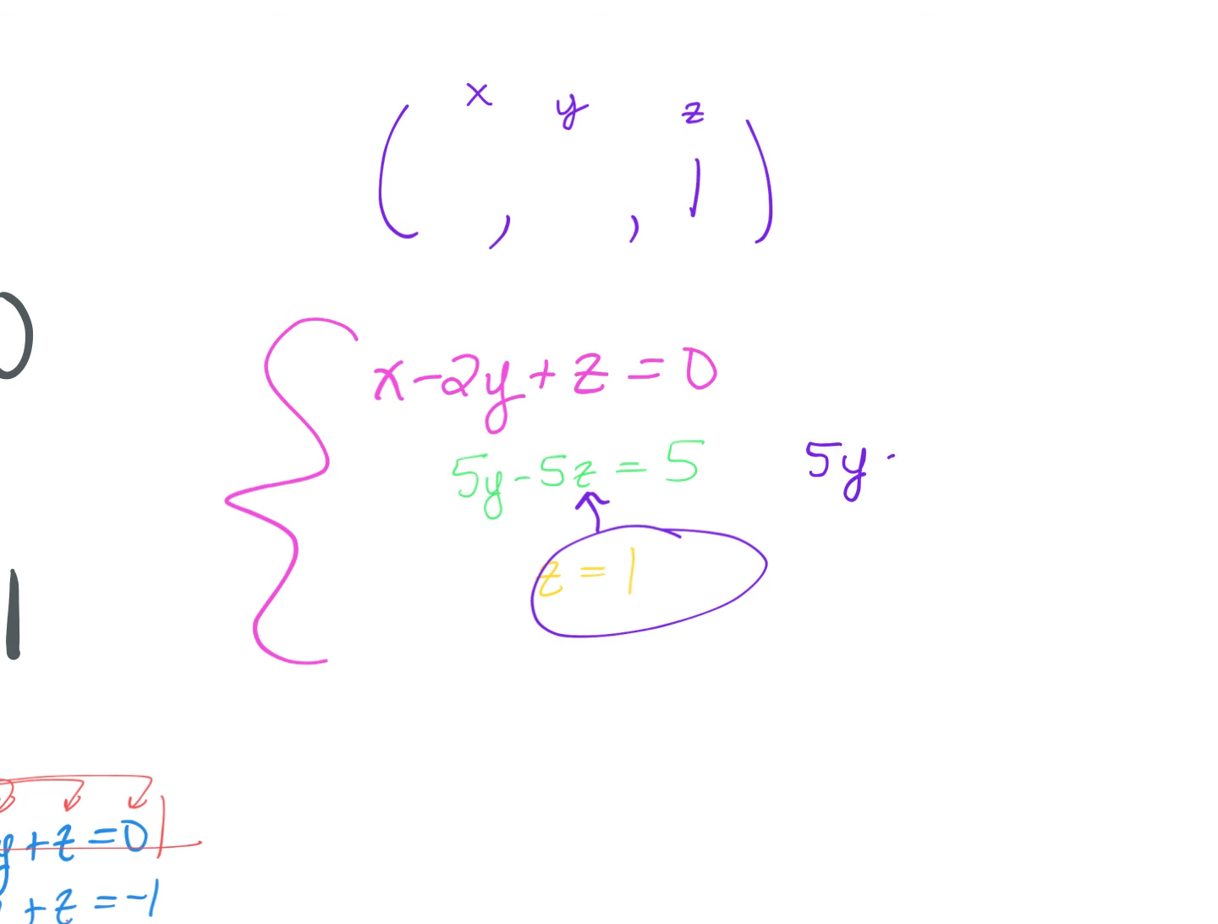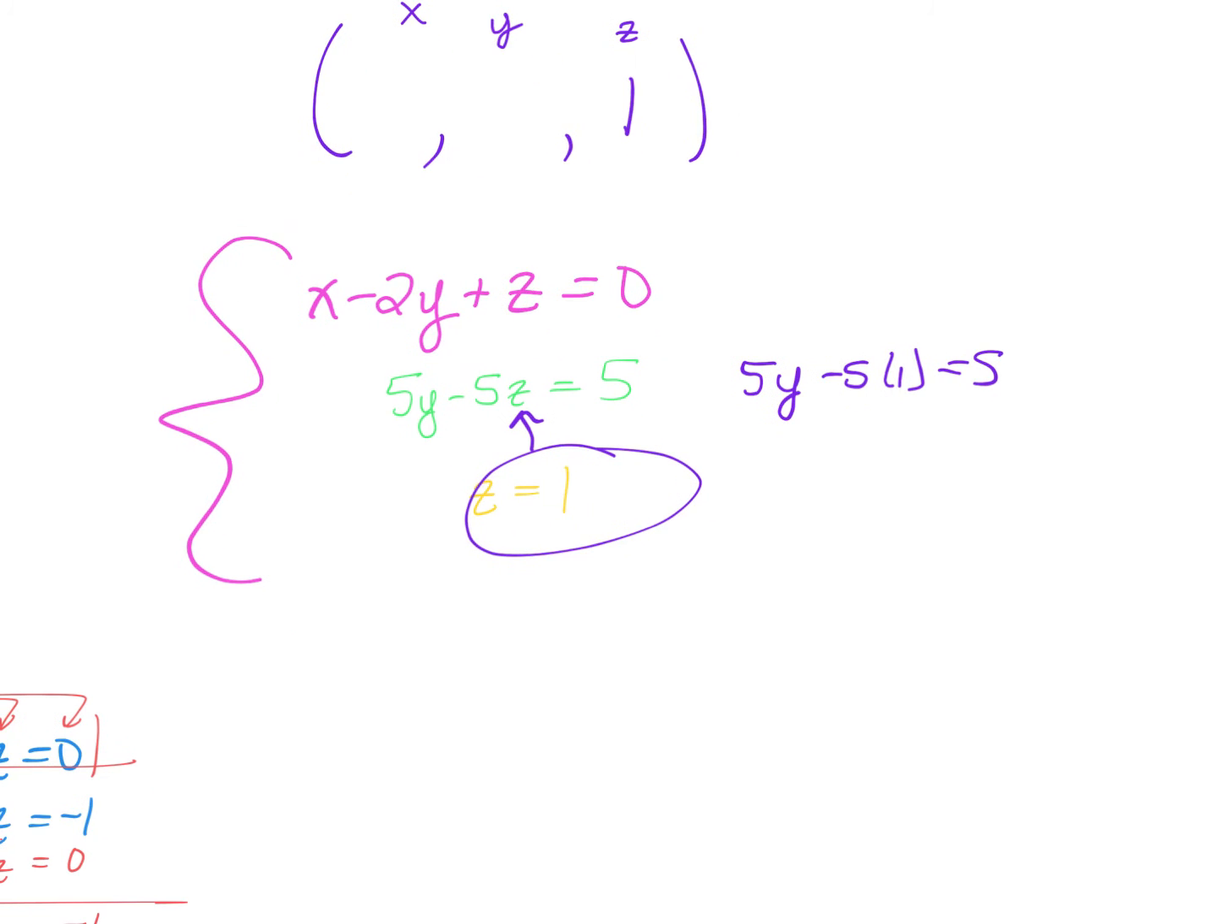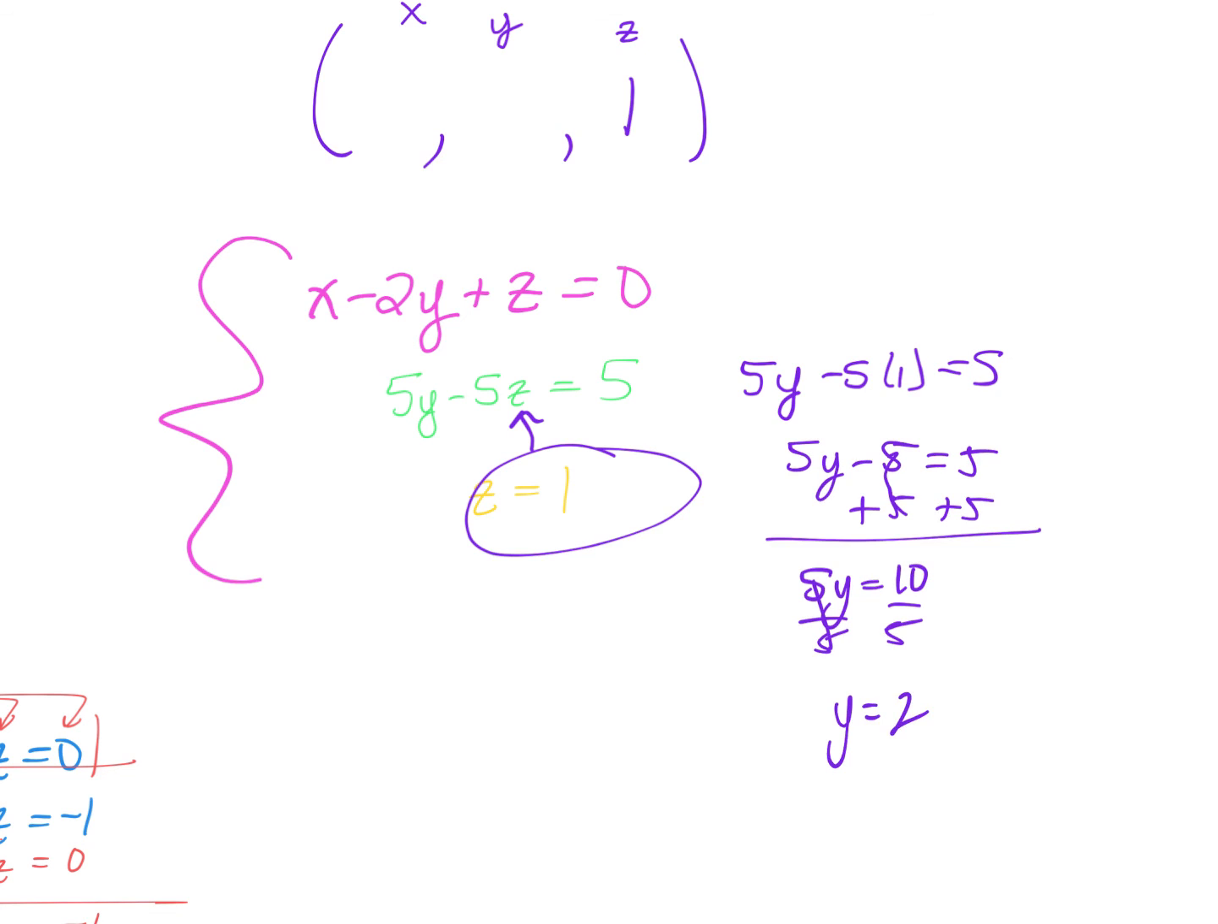So 5y minus 5 times 1 equals 5. 5y minus 5 equals 5. Add 5 to both sides. 5y equals 10. Divide both sides by 5, and y equals 2.